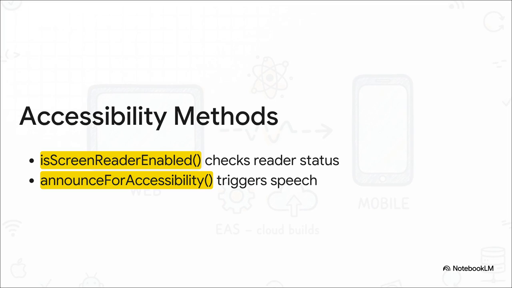So, practically speaking, how are we using this? The API offers some really straightforward methods, like isScreenReaderEnabled. You can literally just check this state, and if it comes back true, maybe you dynamically simplify your UI layout to make swiping through elements a bit easier.